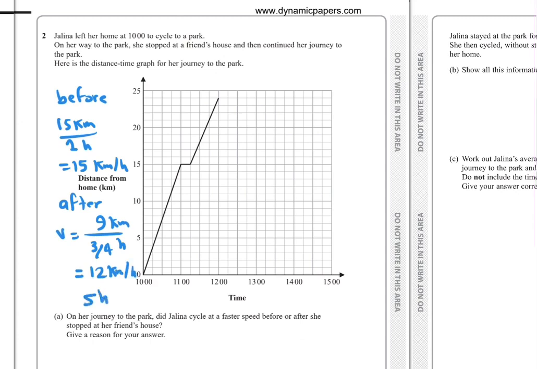So she cycled faster before she stopped. Or you can write that the line before she stopped is steeper than the line after she stopped. So this means the speed before is faster than the speed after.